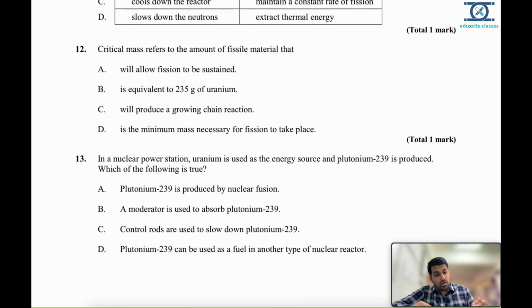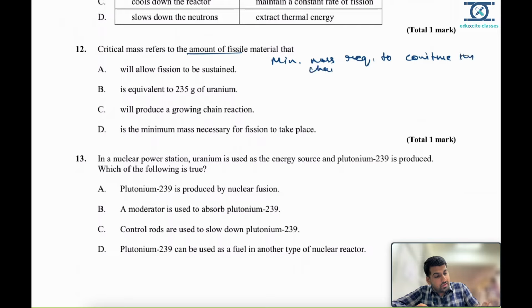Okay. Now critical mass. What is critical mass in case of a nuclear fission reaction? It is the minimum amount of mass which is required to continue the chain reaction. Okay, the minimum mass required to continue the chain reaction.